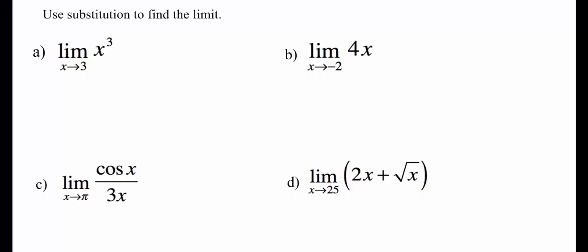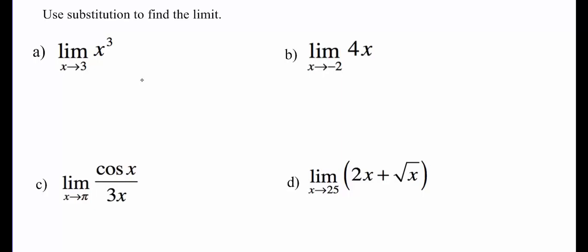As we go to our last two slides here, we're going to basically follow the same instructions on both, which are to use substitution to find the limit. Your notes might be in the opposite order of mine. That's okay. You'll figure it out. Start with A. So A is the limit as x approaches 3 of x cubed.